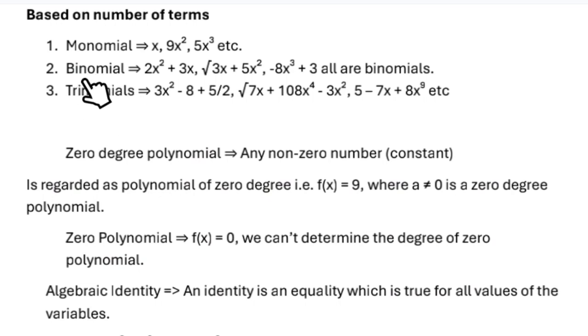And the second one is binomial. 2x square plus 3x, under root 3x plus 5x square, minus 8x cube plus 3, all are binomials. Now the third one is trinomials. 3x square minus 8 plus 5 by 2 under root 7x, plus 108x raised to the power 4 minus 3x square 5 minus 7x plus 8x raised to the power 9, etc.